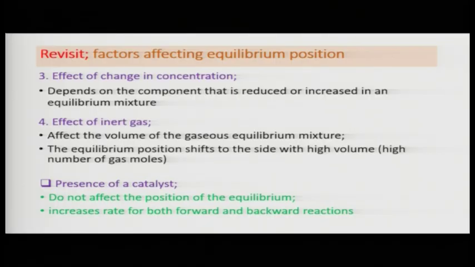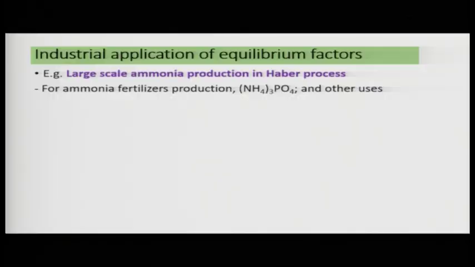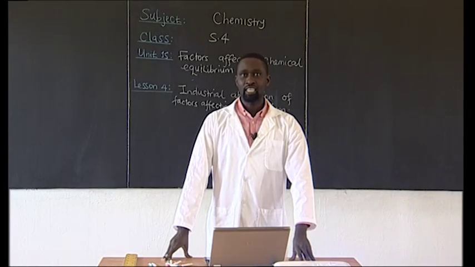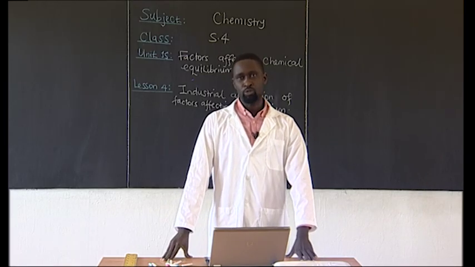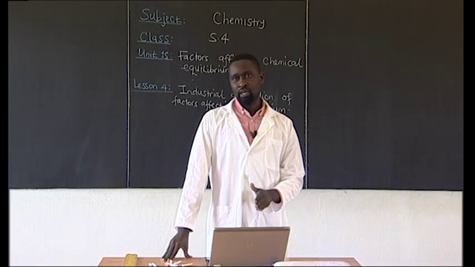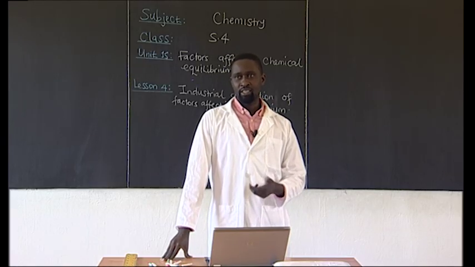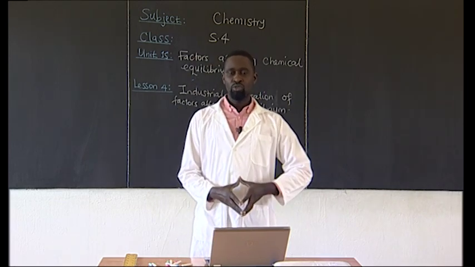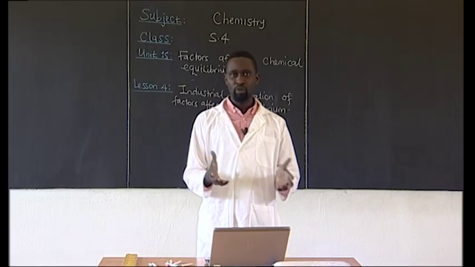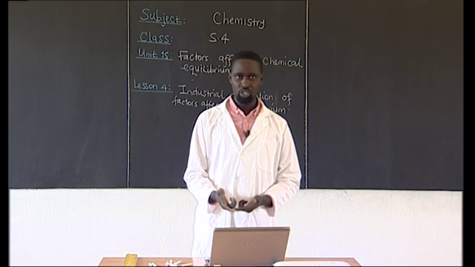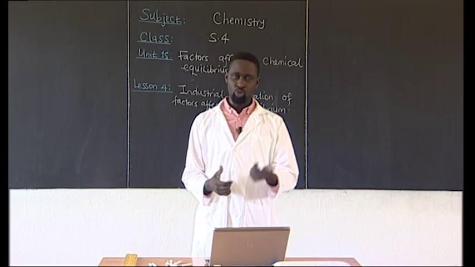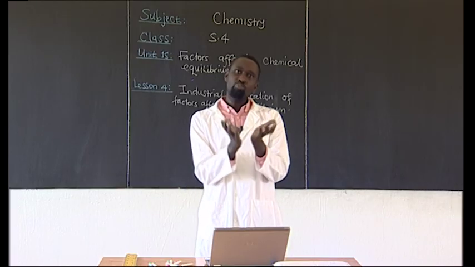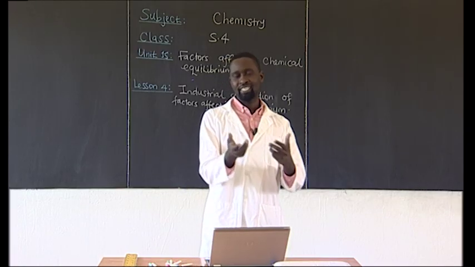All right, go with me on today's lesson, industrial application of equilibrium factors. Specifically, we're going to be looking at large-scale production of ammonia in the Haber process. When we say large-scale production of ammonia, I'm pretty sure that at this stage of senior 4, you have interacted with ammonia either as a gas in chemical reactions or as a solution for qualitative analysis. That is on a small scale. You use a few milliliters of ammonia.